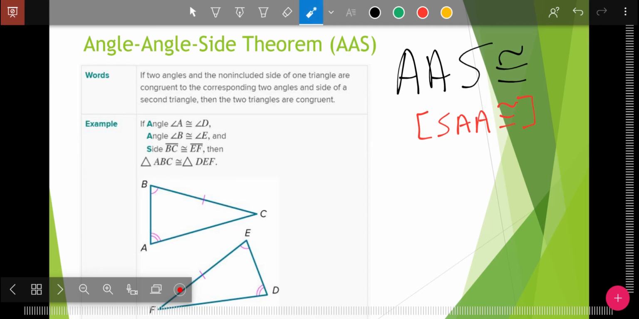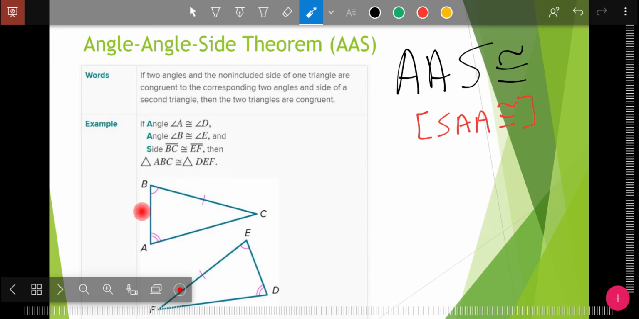Again, if it was my notes, I would put angle, angle, side congruence, and I would put the picture down here for myself. Again, two angles in one triangle congruent to two angles in another triangle, and one side. But in this case, it's not the side in between them. So it's one of the other sides. So it goes angle, angle, side.